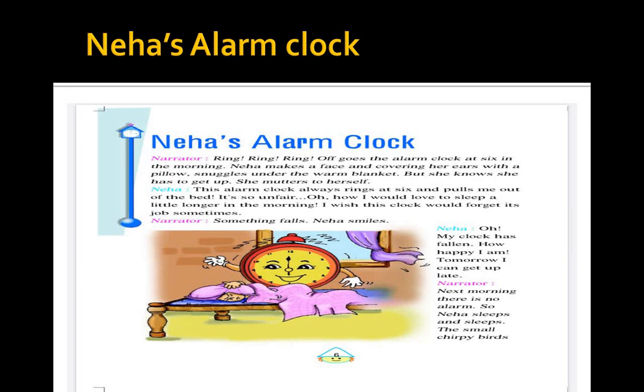Look at the wordings of Neha, and of course how she is happy, because she smiles. Oh, my alarm clock has fallen. How happy I am. Tomorrow I can get up late. So she is happy because now the alarm clock has fallen and it is not going to work any longer. Right? So next morning there is no alarm at all.